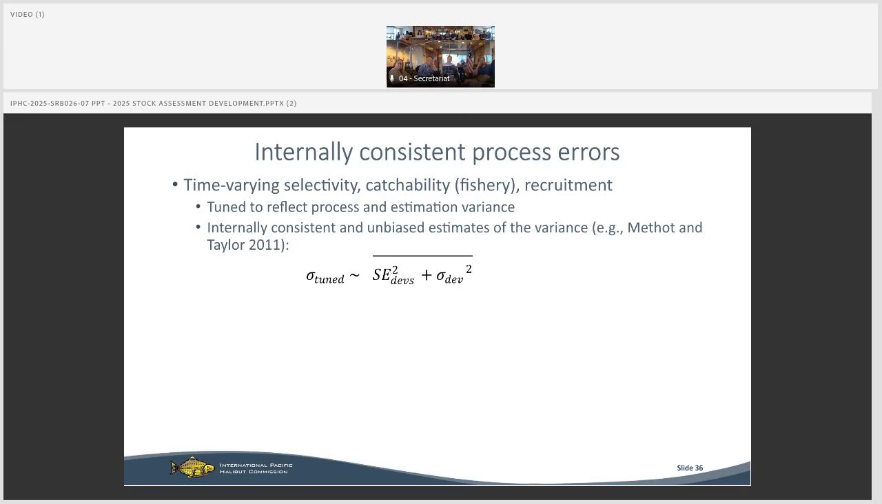And this is consistent. This is a method that was developed by Rick Mathot and Ian Taylor quite some time ago. It's basically the reason why you can't use maximum likelihood to estimate a hierarchical variance parameter. It will always be biased because the point estimate of the deviations is not the integral of the uncertainty in the deviation, it's the point estimate. So that's why you have REML and Laplace approximation and things like that. In this case, this is a maximum likelihood iterative approach to get to the same result.